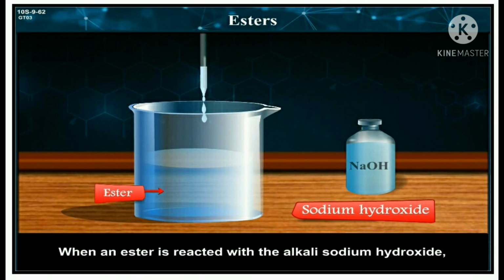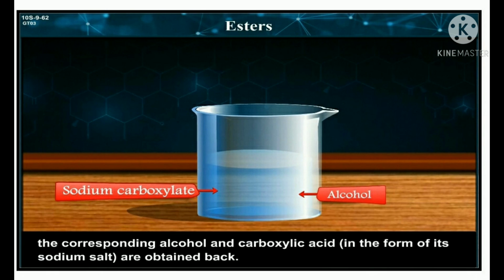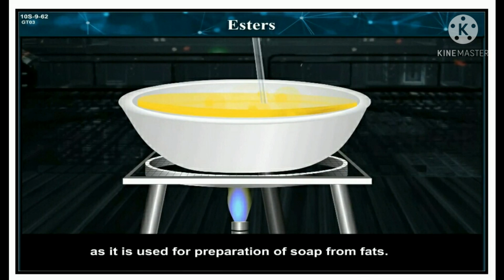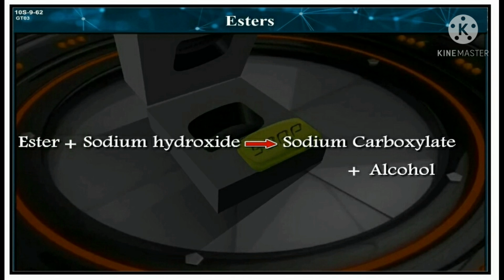When an ester is reacted with the alkali sodium hydroxide, the corresponding alcohol and the carboxylic acid in the form of its sodium salt are obtained back. This reaction is called the saponification reaction, as it is used for preparation of soap from salt. The reaction is ester plus sodium hydroxide gives sodium carboxylate plus alcohol.